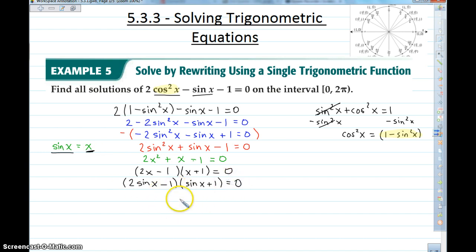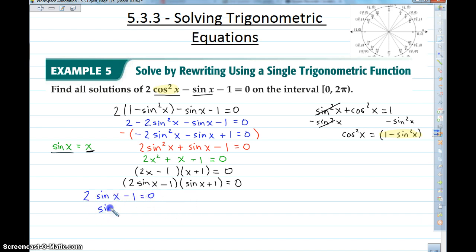So now that I have it factored, I'm going to use the zero product property by setting each of the factors equal to 0. Remember, this is like your a times b equals 0. That means either a is 0 or b is 0. So I'm going to have two separate equations now. The first one is 2 sine x minus 1 equals 0.